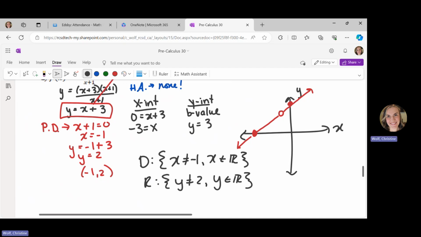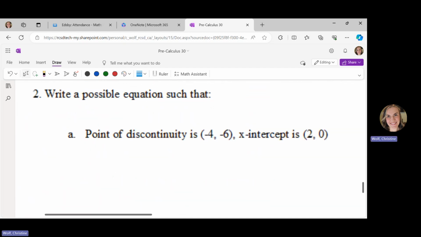We're going to finish with two very simple examples. We don't have to graph these. I just want you to write the equation. So I give you some random information here, number 2, and I want you to write a possible equation, okay? So all I tell you is that I have a point of discontinuity at -4, -6, and I also tell you the x-intercept is 2.